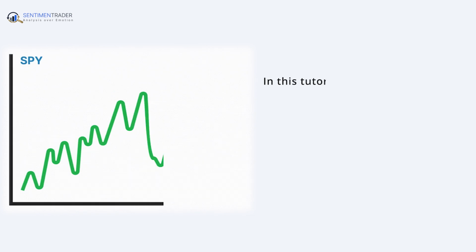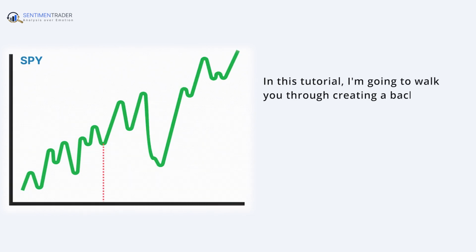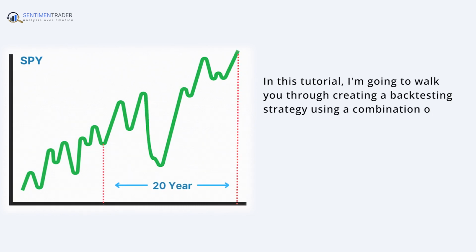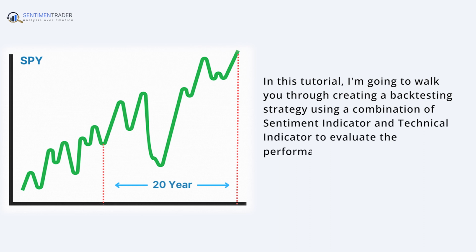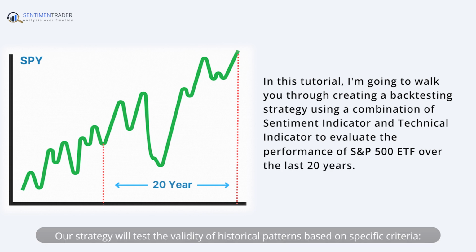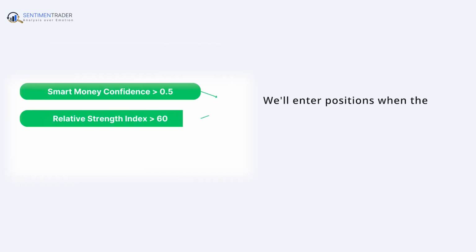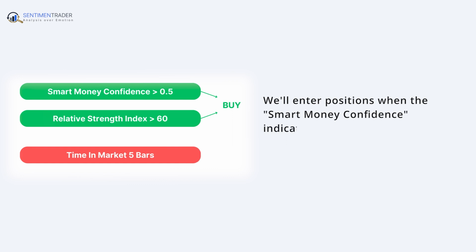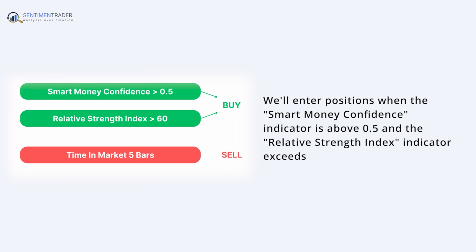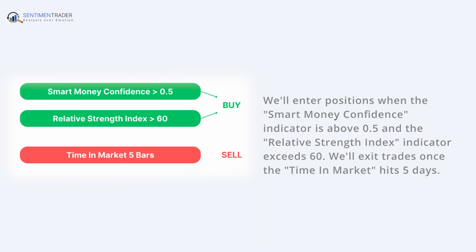In this tutorial, I'm going to walk you through creating a backtesting strategy using a combination of sentiment indicators and technical indicators to evaluate the performance of S&P 500 ETF over the last 20 years. Our strategy will test the validity of historical patterns based on specific criteria. We'll enter positions when the smart money confidence indicator is above 0.5 and the relative strength index indicator exceeds 60. We'll exit trades once the time in market hits 5 days.